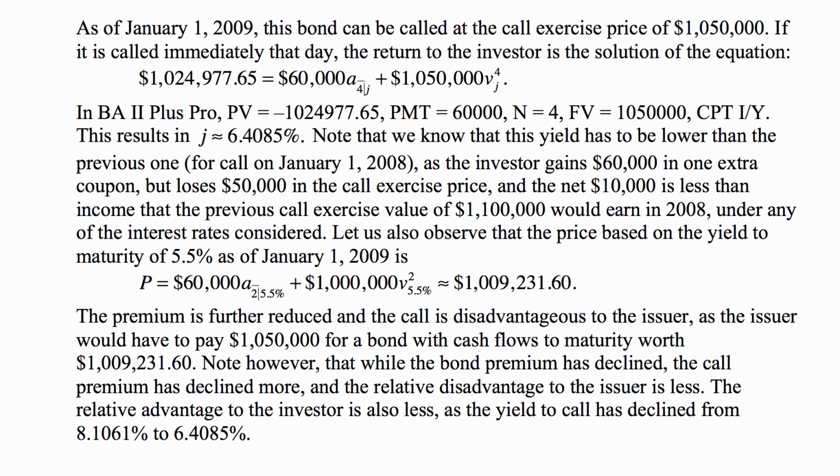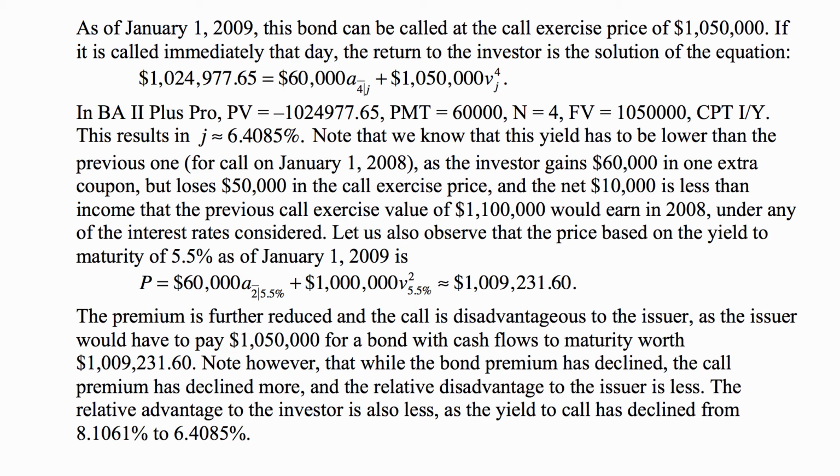Now, note that we know that this yield has to be lower than the previous one, as of January 1st, 2008, if the bond were called then, as the investor gains $60,000 in one extra coupon but loses $50,000 in the call exercise price, and the net $10,000 is less than the income that the previous call exercise value of $1,100,000 would earn in 2008 under any of the interest rates considered.